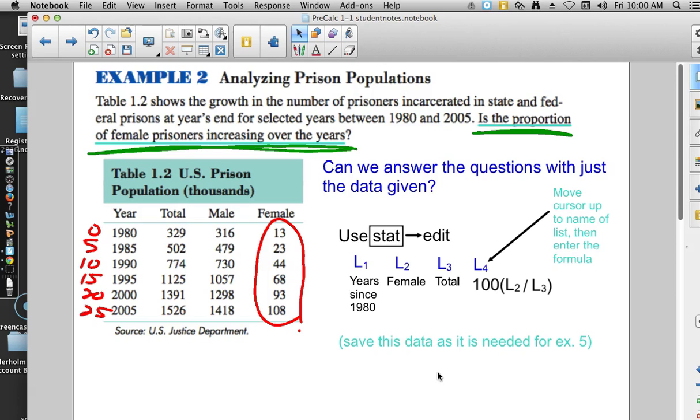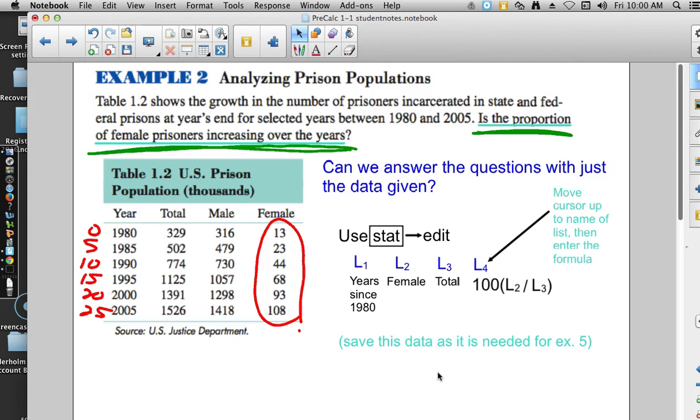So we're going to go to list 4, and we're going to go arrow up. So we move that cursor up to the name of the list, and then we tell it what we want it to do. And what we want it to do is give us percentages. So we're going to take 100 times, and then we're going to use parentheses and tell it the list names. Now, to get the list names, you have to hit second, and then, like for list 2, it'll be second number 2, and for list 3, it'll be second number 3. So second L2, comma, second number 3, parentheses.